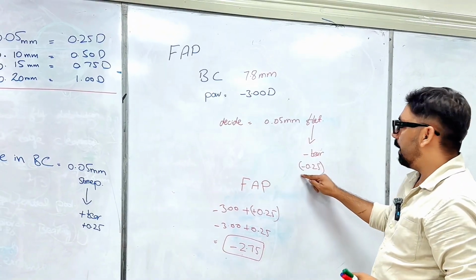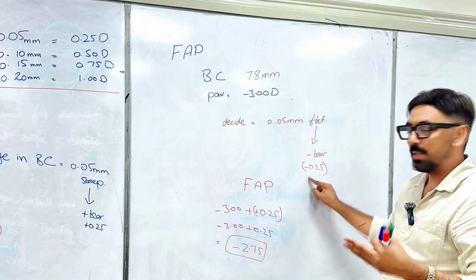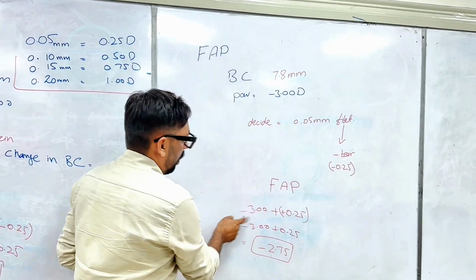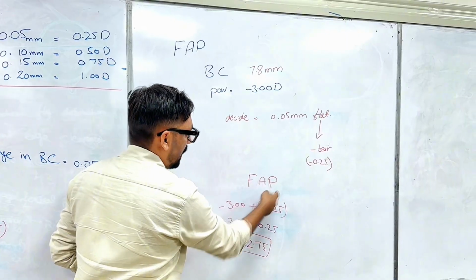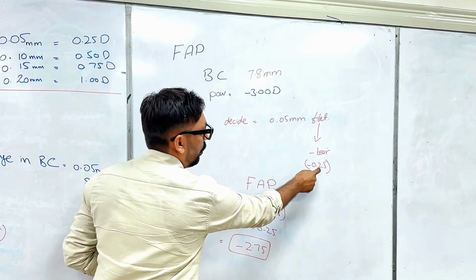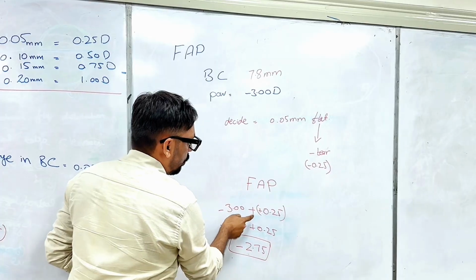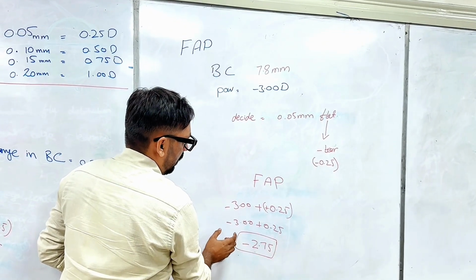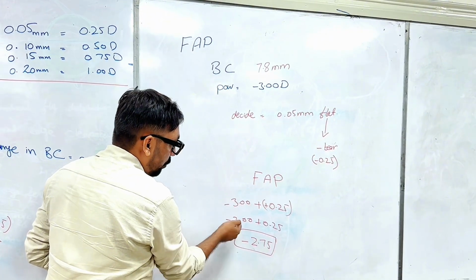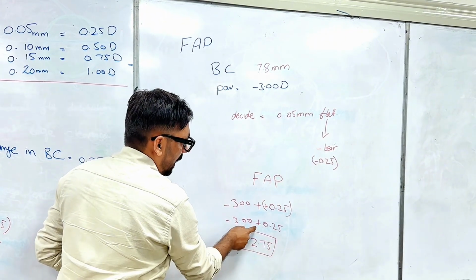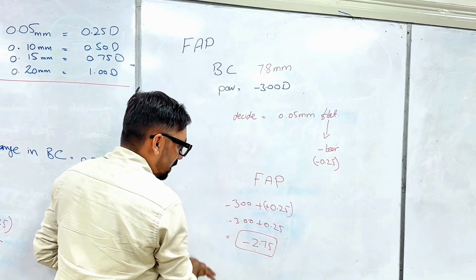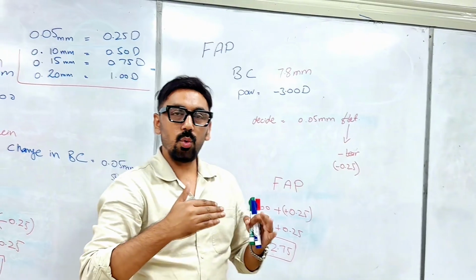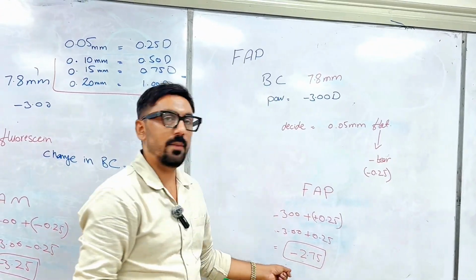So the tear lens is minus. I have to neutralize that minus tear lens. And how? With the FAP rule. The total power is -3, and I have to add plus. Why plus? Because to neutralize that minus tear lens. So -3 and plus 0.25. The 3 has a minus sign, 0.25 has a plus sign, and plus and minus will be minus. So I will subtract 0.25 from the 3, and the answer will be minus 2.75. So the resultant power will be minus 2.75.